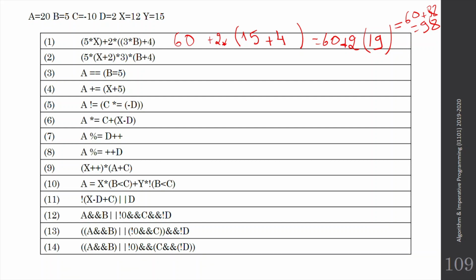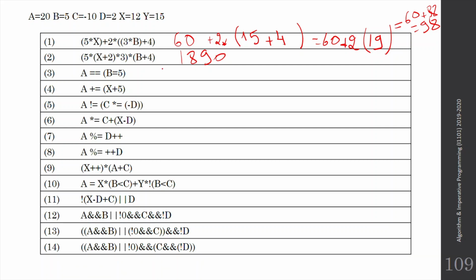As for the second example, I will let you do the computation. At the end, you will have the value 1890. So let's do the third expression. We have a equal b equal to 5. First, we evaluate what's in the bracket.